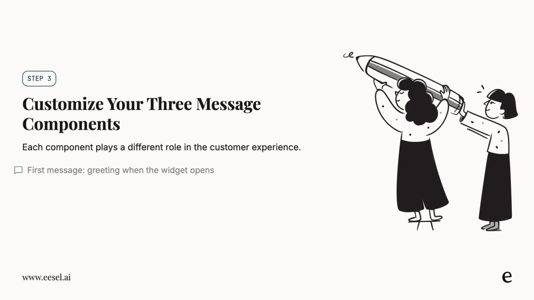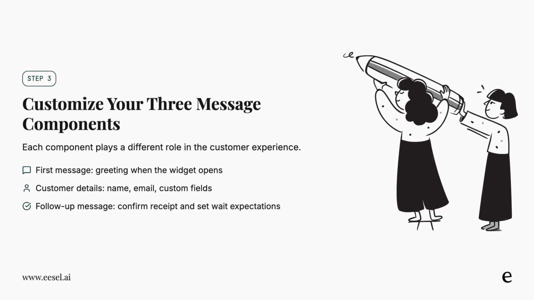Step 3 is writing the actual messages across 3 components. The first message is your greeting when someone opens the widget. The customer details form collects name, email, and any custom fields you need. And the follow-up message confirms their request landed and tells them what to expect next.